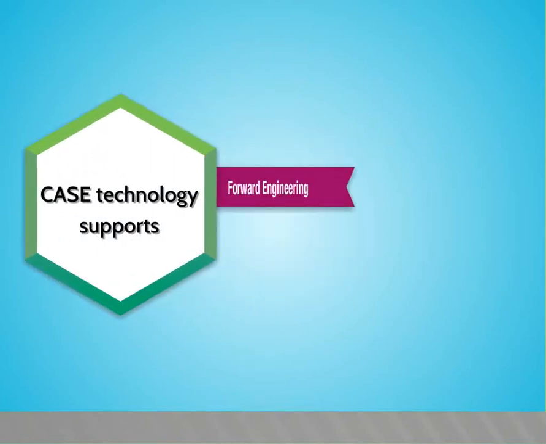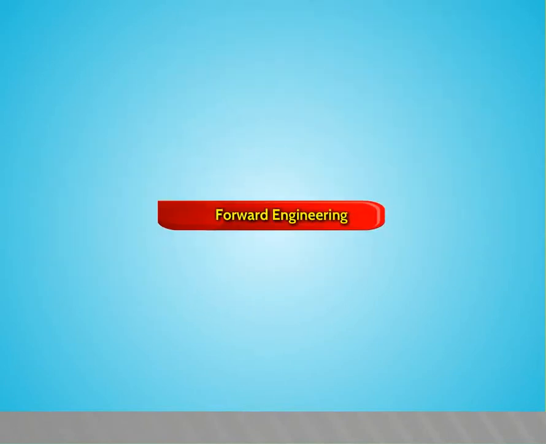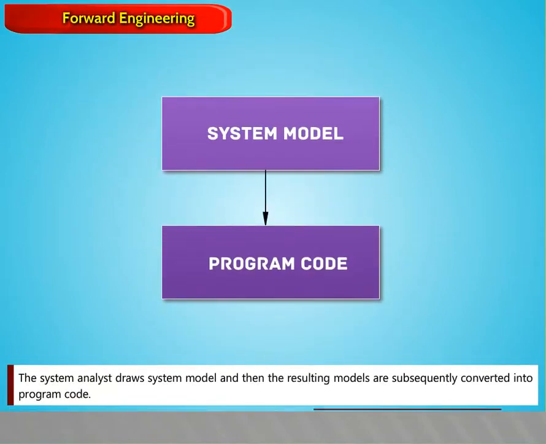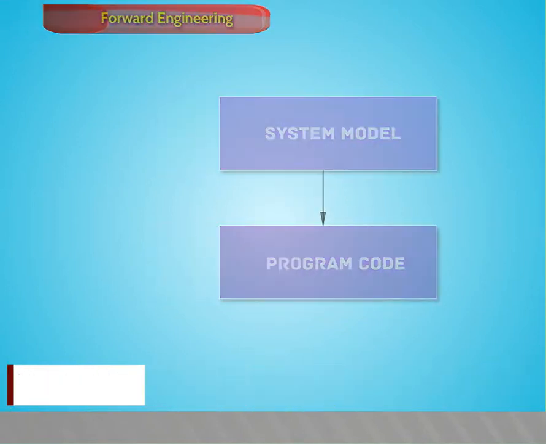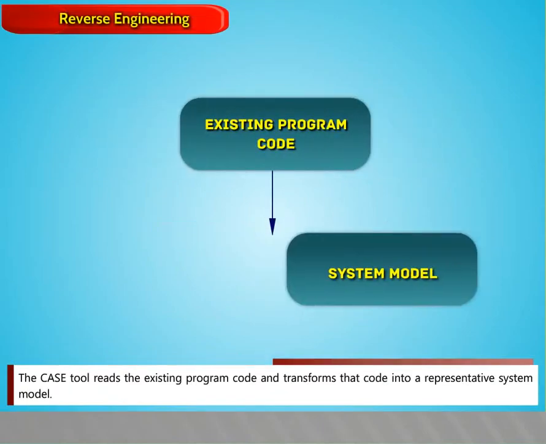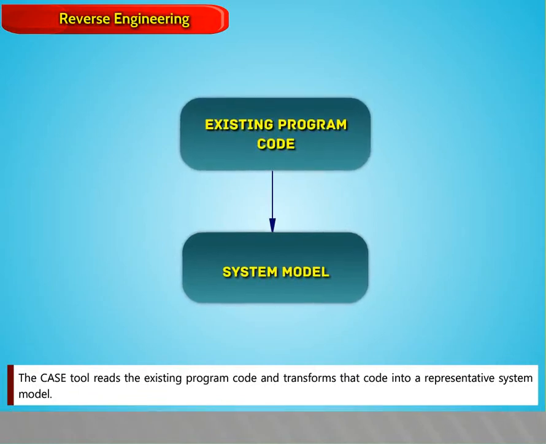CASE technology supports forward and reverse engineering. Forward engineering: the system analyst draws a system model, and then the resulting models are subsequently converted into program code. Reverse engineering: the CASE tool reads the existing program code and transforms that code into a representative system model.